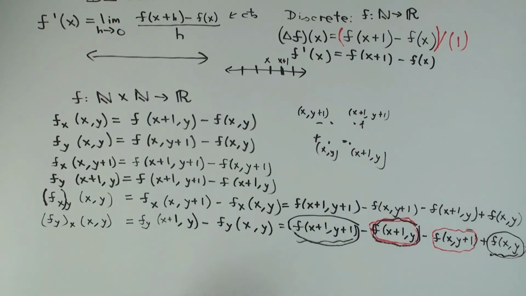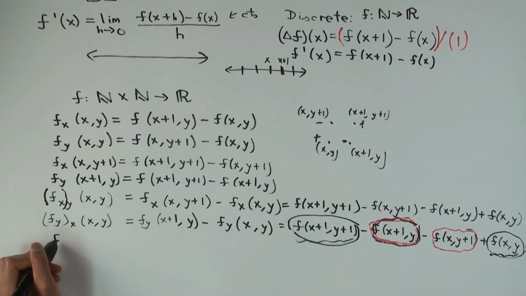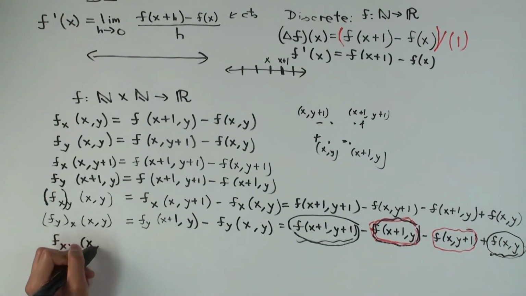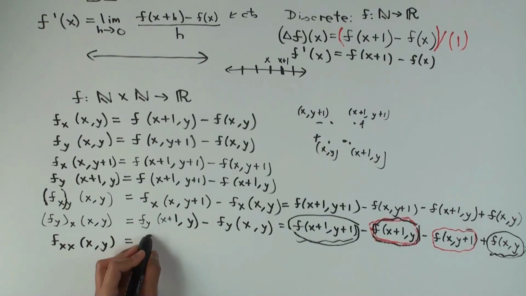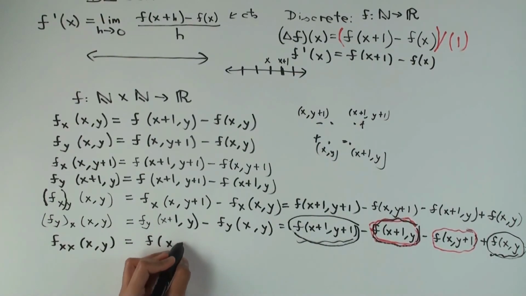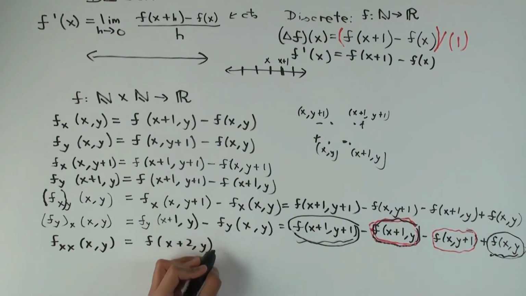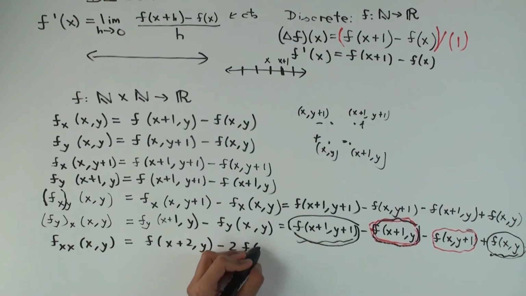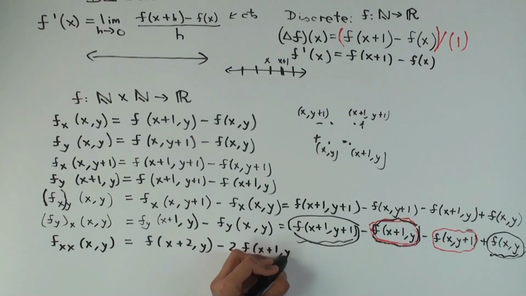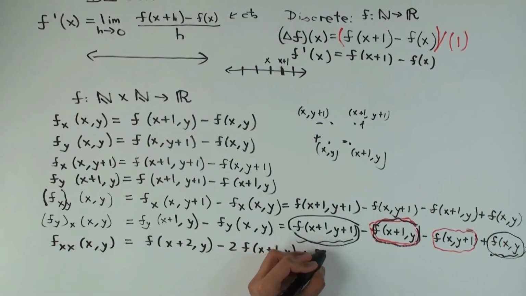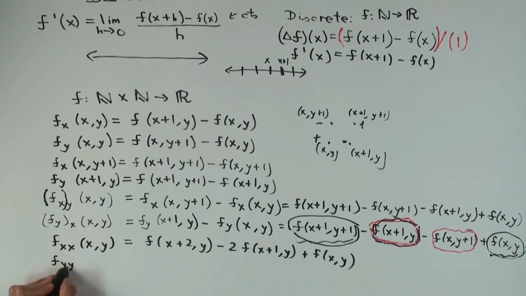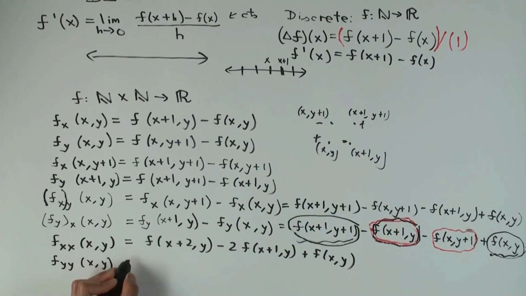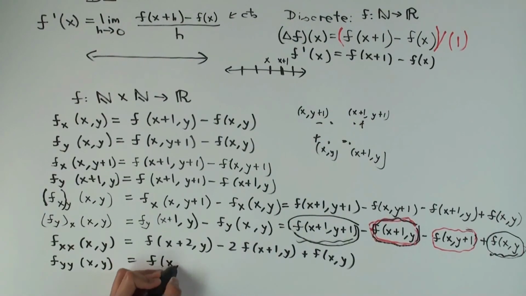Now let me just do a couple more. I'll just do the pure ones. f_xx of (x, y) is going to be f(x+2, y) minus 2f(x+1, y) plus f(x, y), and f_yy of (x, y) similarly. You can try this out and see if you get the answers.